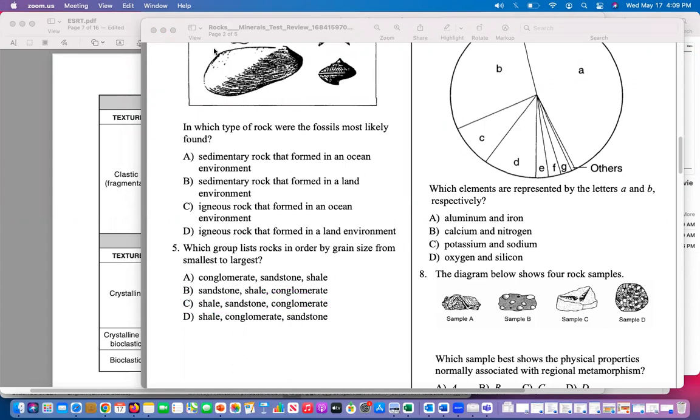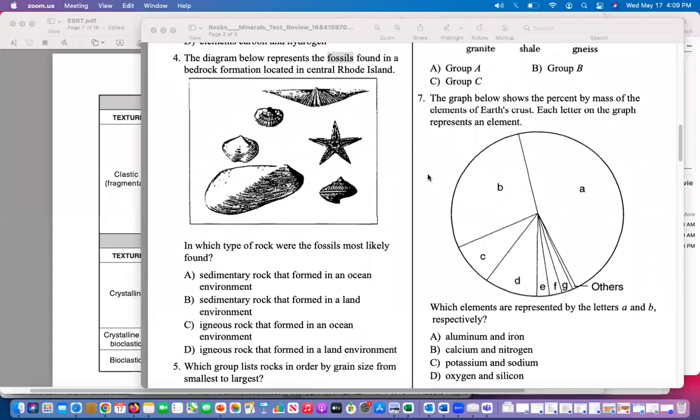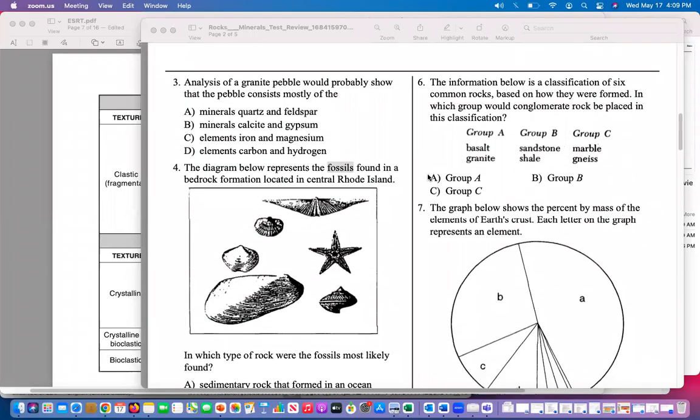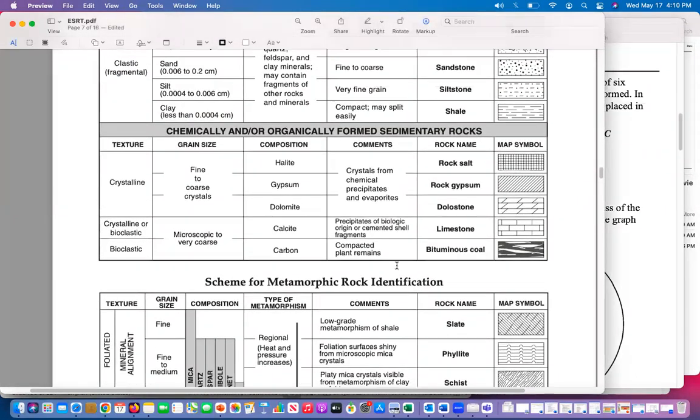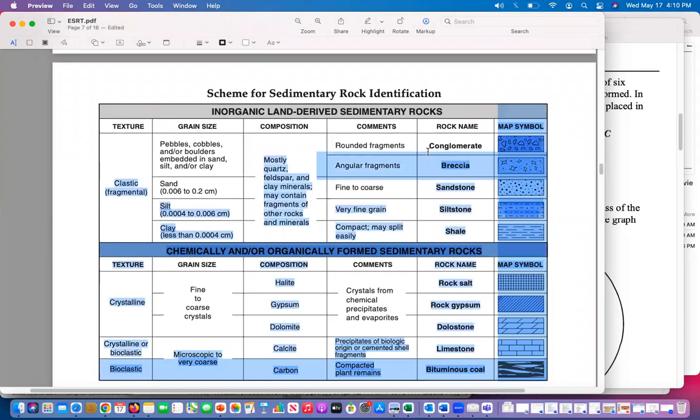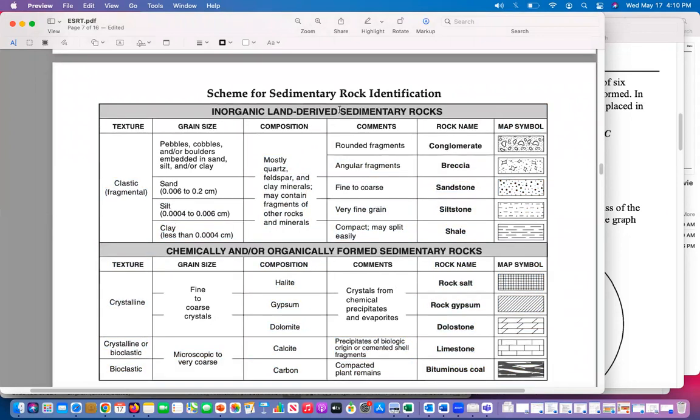Okay, let's look at number 6. Number 6, the information below is a classification of 6 common rocks based on how they were formed. In which group would conglomerate rock be placed in this classification? So this rock, conglomerate, I have to ask myself, where is this word familiar? Conglomerate rock. Okay, right here. And I notice conglomerate is a sedimentary rock.